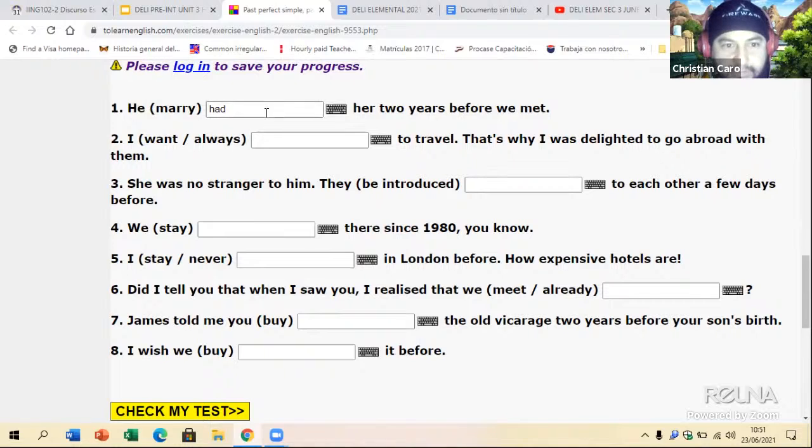Entonces, si decimos, ¿cuáles serían las opciones? He had married her 2 years before we met, or he had been marrying her 2 years before we met. So which one do you think is more sensible in this case? ¿Qué tiene más sentido? Estoy diciendo. Which one is more sensible?